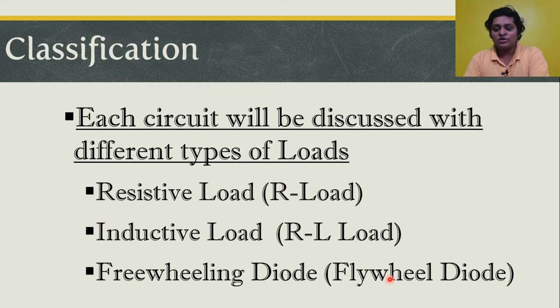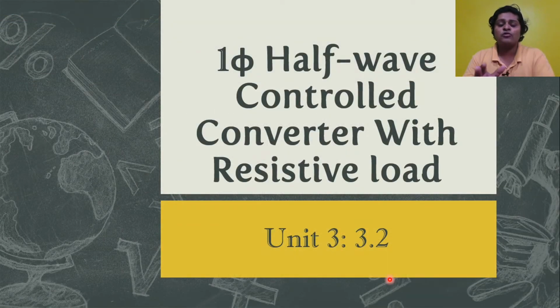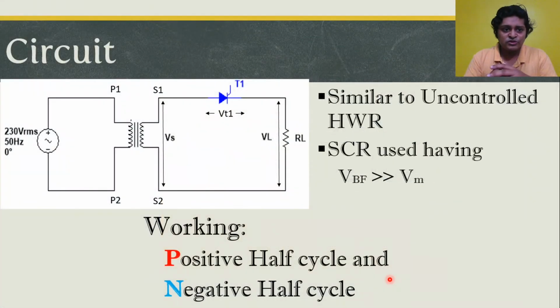So let's start with the main part of discussion for this particular session: a single phase half wave controlled converter with obviously the resistive load. So let's look at the circuit for this. As we can clearly see from the circuit diagram, the circuit is similar to the half wave rectifier. The only change is that the diode is replaced with the SCR, the same circuit. So, if we describe it, a 230 volt 50 Hz AC supply is connected through a step down transformer to a half wave controlled converter circuit, which is connected in series with your load, obviously.